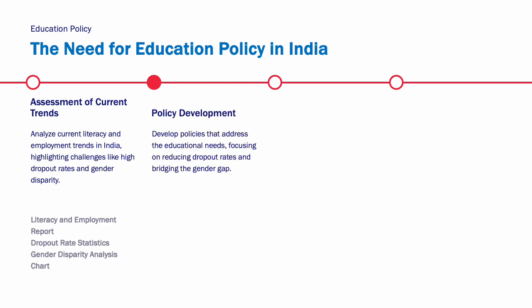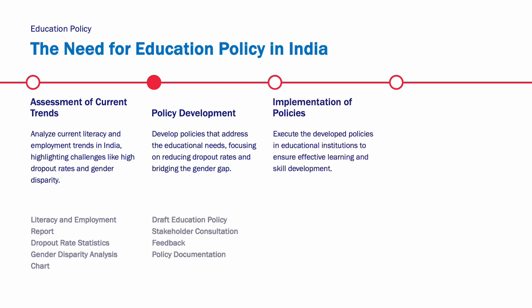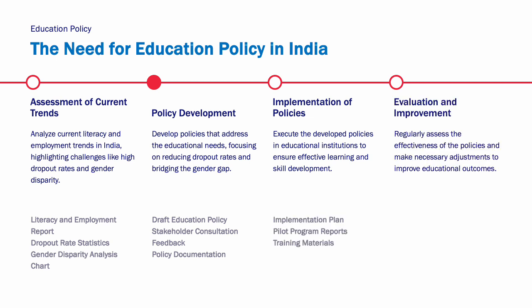Policy development. Develop policies that address the educational needs, focusing on reducing dropout rates and bridging the gender gap. Implementation of policies. Execute the developed policies in educational institutions to ensure effective learning and skill development. Evaluation and improvement. Regularly assess the effectiveness of the policies and make necessary adjustments to improve educational outcomes.